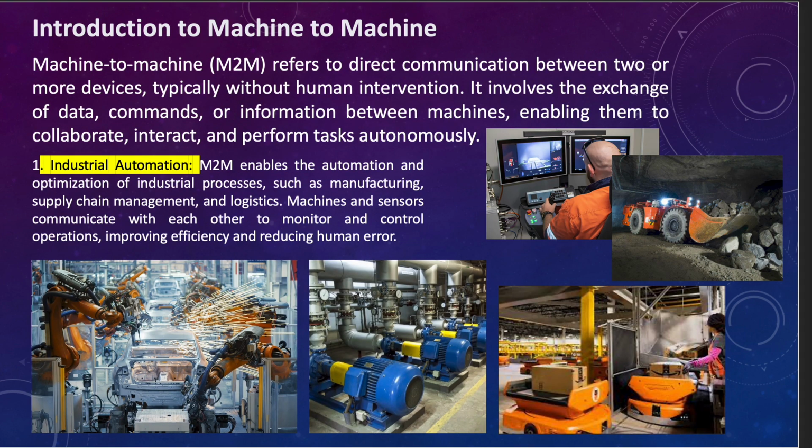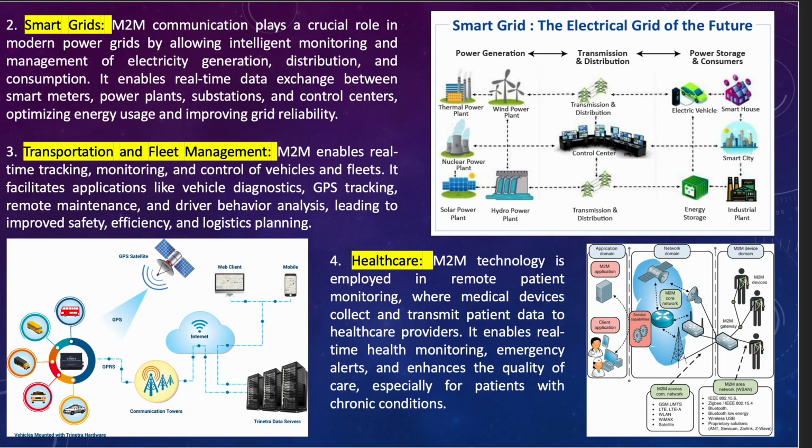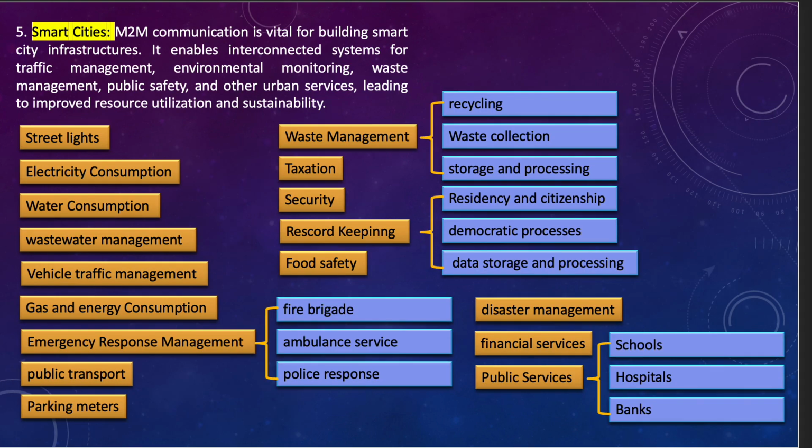Then we looked at machine to machine communication, right? And we looked at examples of how they work: smart grids, transportation or logistics, healthcare, smart cities, and so on and so forth.